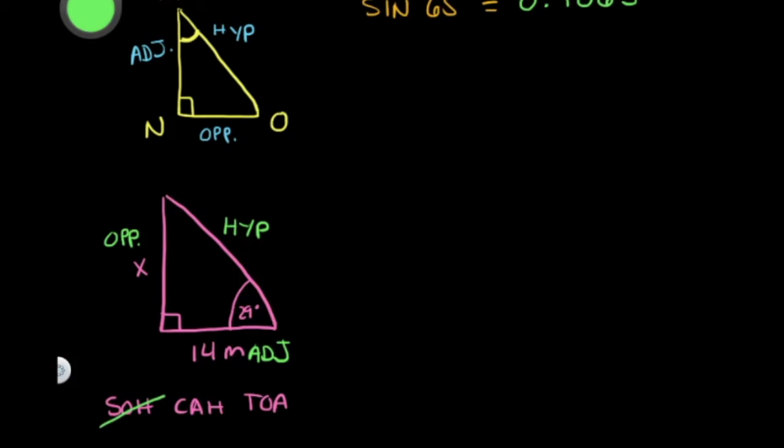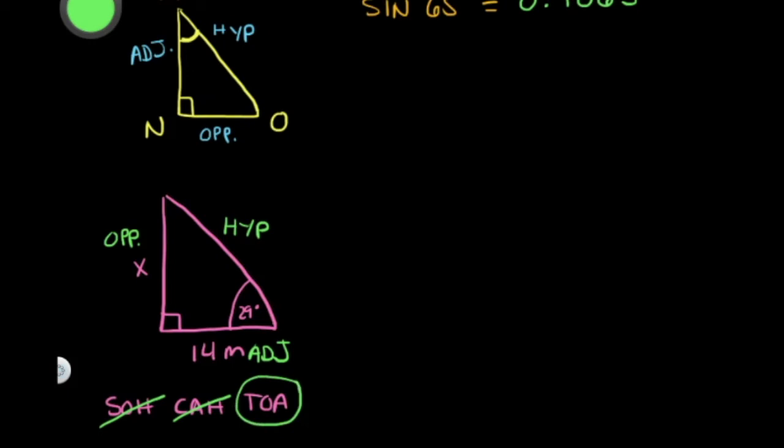For cosine, we need the adjacent and the hypotenuse. We have the adjacent. We don't have the hypotenuse. The problem is we're looking for the opposite. That's not included. Get rid of that. For tan, we need the opposite and the adjacent. This one works because our opposite is the one we're looking for and we have the adjacent. So we're going to use tan.